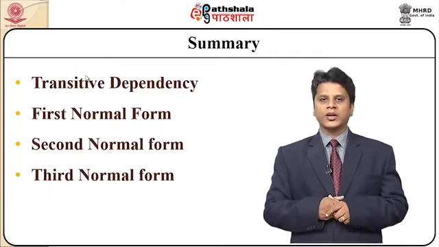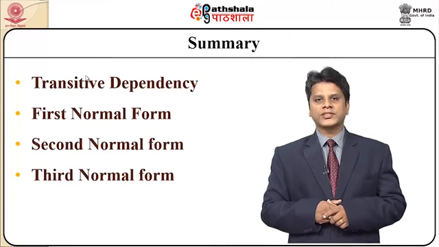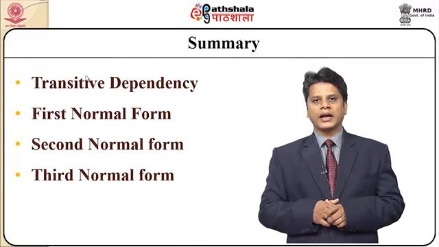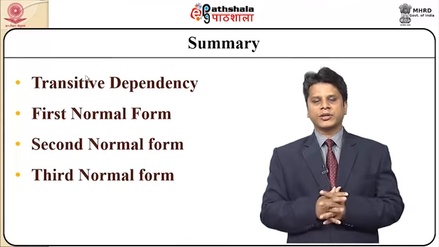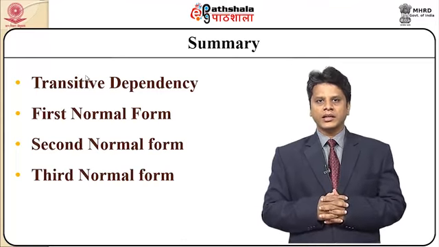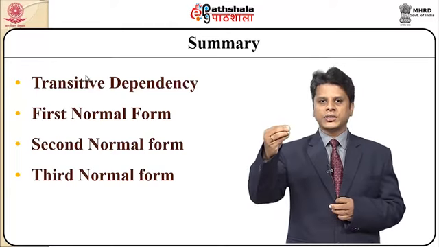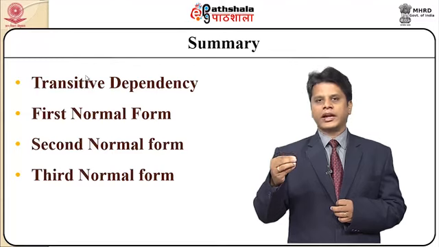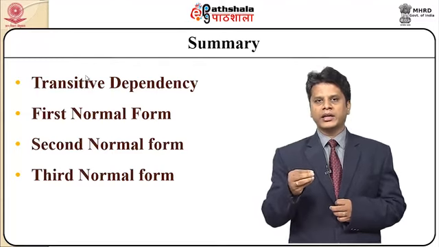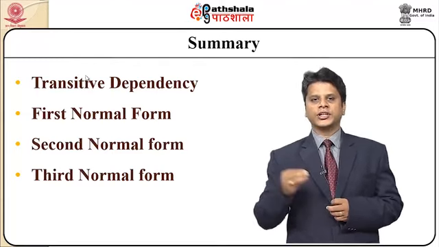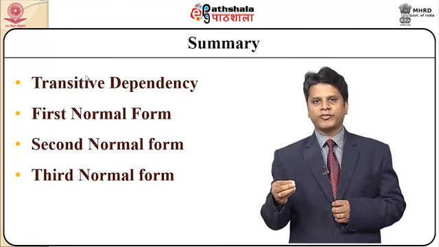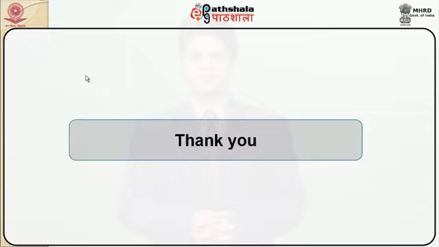So, as a summary of this particular session, we have started with normalization and we have started explaining about transitive dependency. Then from an unnormalized relation, we have shifted to a first normal form. Then we have landed on a second normal form by removing partial functional dependence. From the second normal form, we have shifted to a third normal form by removing transitive dependence.